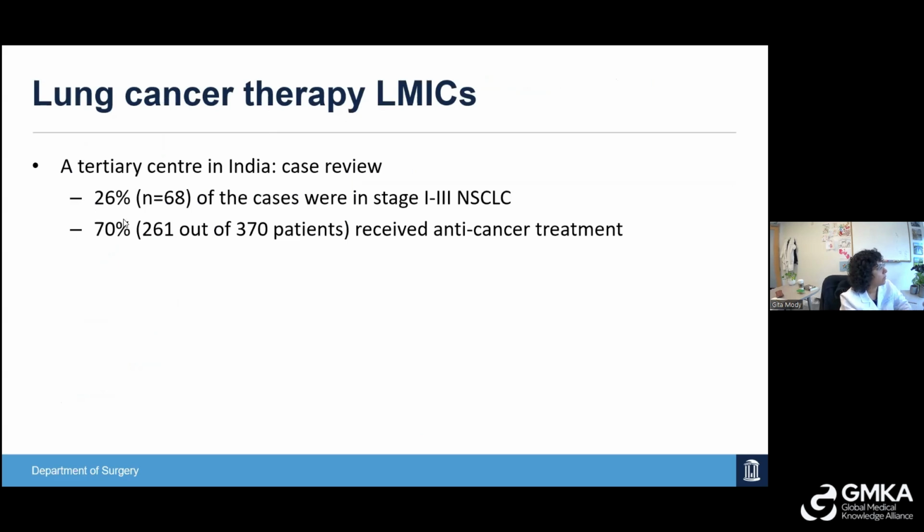I included just a little bit of information. We have colleagues around the world, and there's less known about lung cancer epidemiology, presentations, and therapeutic outcomes in countries outside of the West. But for example, a tertiary center in India, which was very high volume, reviewed their cases, and they found that only about 30% of their patients were presenting in a stage that could be treated with surgery, which is not unexpected. And in their center, only about 70% actually received any treatment. And that could be due to comorbidity, finances, or other problems.